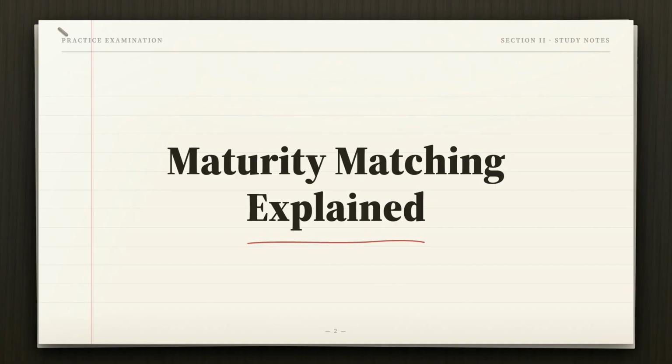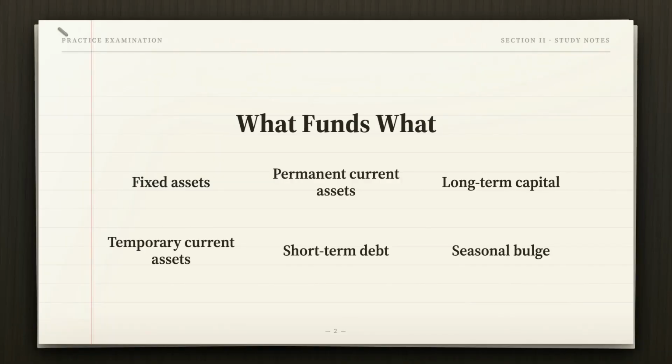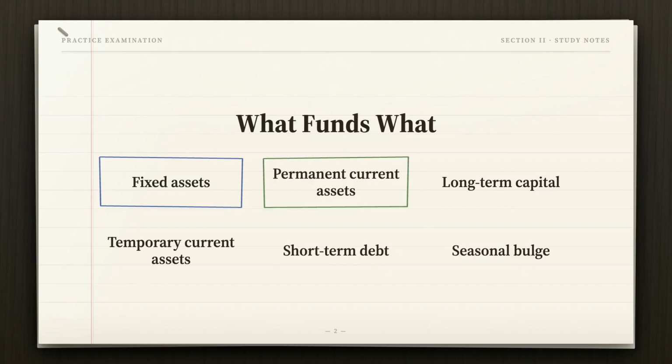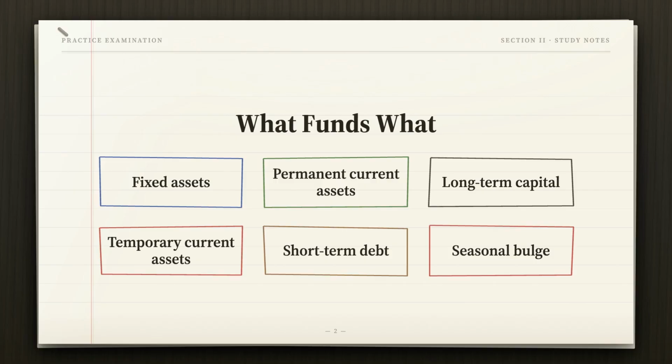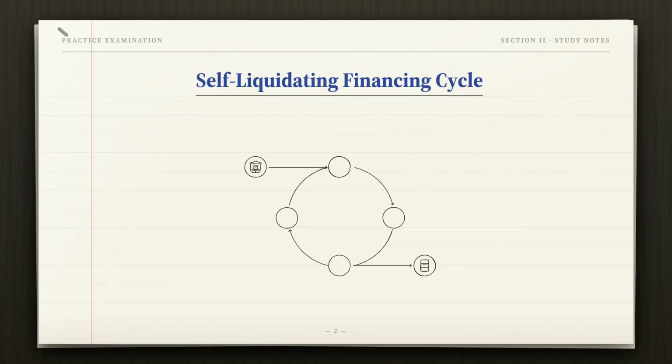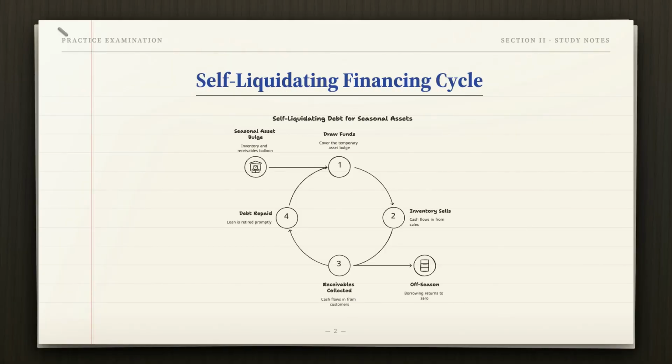It pairs each asset with financing whose life fits it exactly, which is what makes it moderate rather than aggressive or conservative. Long-term capital, meaning long-term debt, equity, and spontaneous financing, funds whatever stays: fixed assets and the permanent layer of current assets. Short-term debt funds only what comes and goes, the temporary, seasonal current assets that bulge at peak season. This is the self-liquidating idea in action.